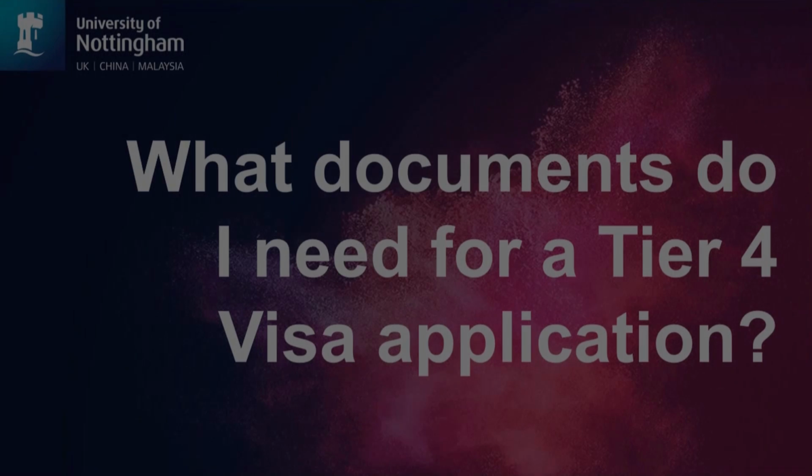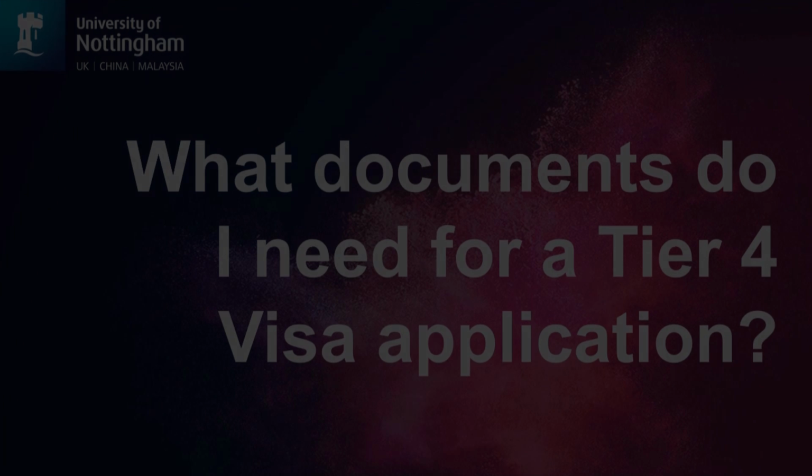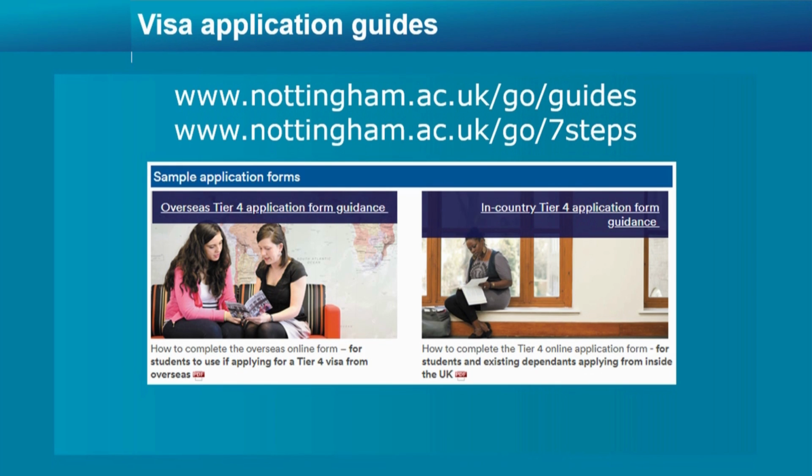The next frequently asked question we're going to look at is, what documents do I need for a Tier 4 visa application? I will refer you to our guidance documents. So you can see a short link on there for our 7 steps guide, which has a brief overview of some of the things that you might need. That could include, of course, your financial evidence, your academic certificates, evidence of your English language ability if required, translations of any documents which are not in English.